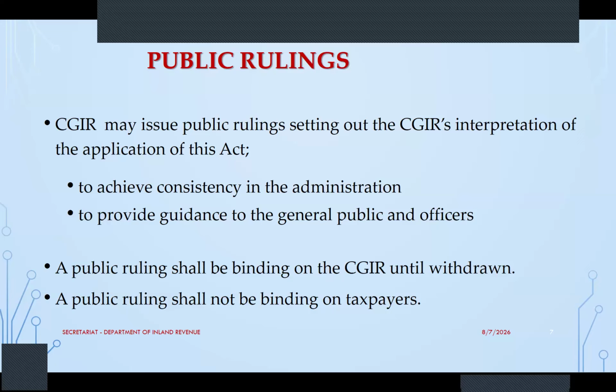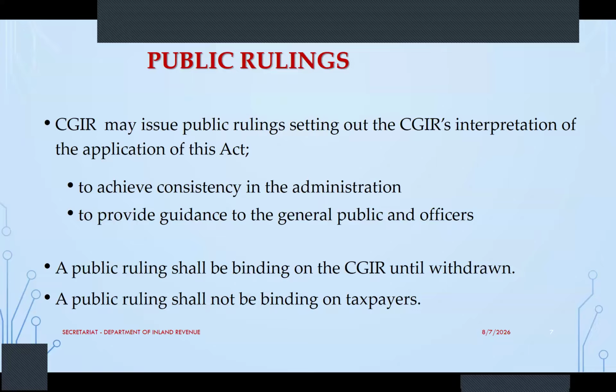That kind of ambiguity can be found in the Act because there are a lot of provisions. Some provisions may have some ambiguity, and some may be very clear. If there is an ambiguity, there may be several meanings for one provision. Then, to achieve consistency in the administration and provide guidance to the general public and officers, the Commissioner General can issue a public ruling. That public ruling shall be binding on the CGIR until it is withdrawn.